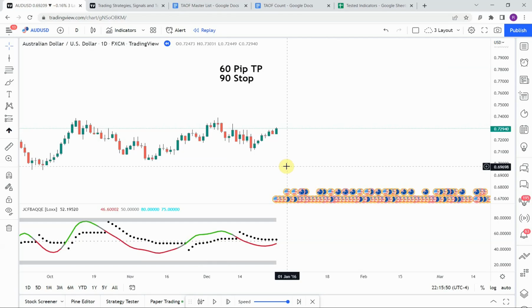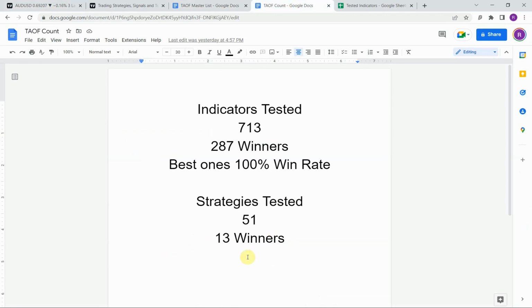Alright, as I said, today we will be testing the Jurik CFB adaptive QQE indicator. Before we do though, I wanted to put the testing scoreboard up for everyone to see. So to date, we have tested a total of 51 different strategies, with 13 of them being profitable. We've also tested a total of 713 indicators, with 287 of them being winners. The best ones so far were able to achieve a 100% win rate.